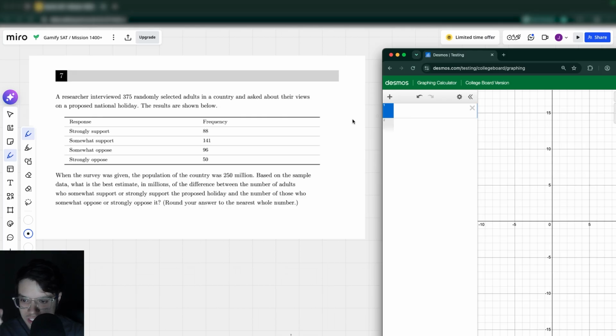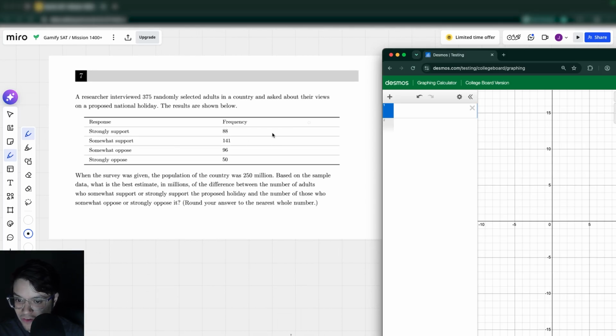We, of course, need to use Desmos for this question. So what I'm going to do is find out what the proportion is for each of these two things and then see what that would be out of 250 million. So if we look at the first one, 88 plus 141 for these first two, divided by 375.